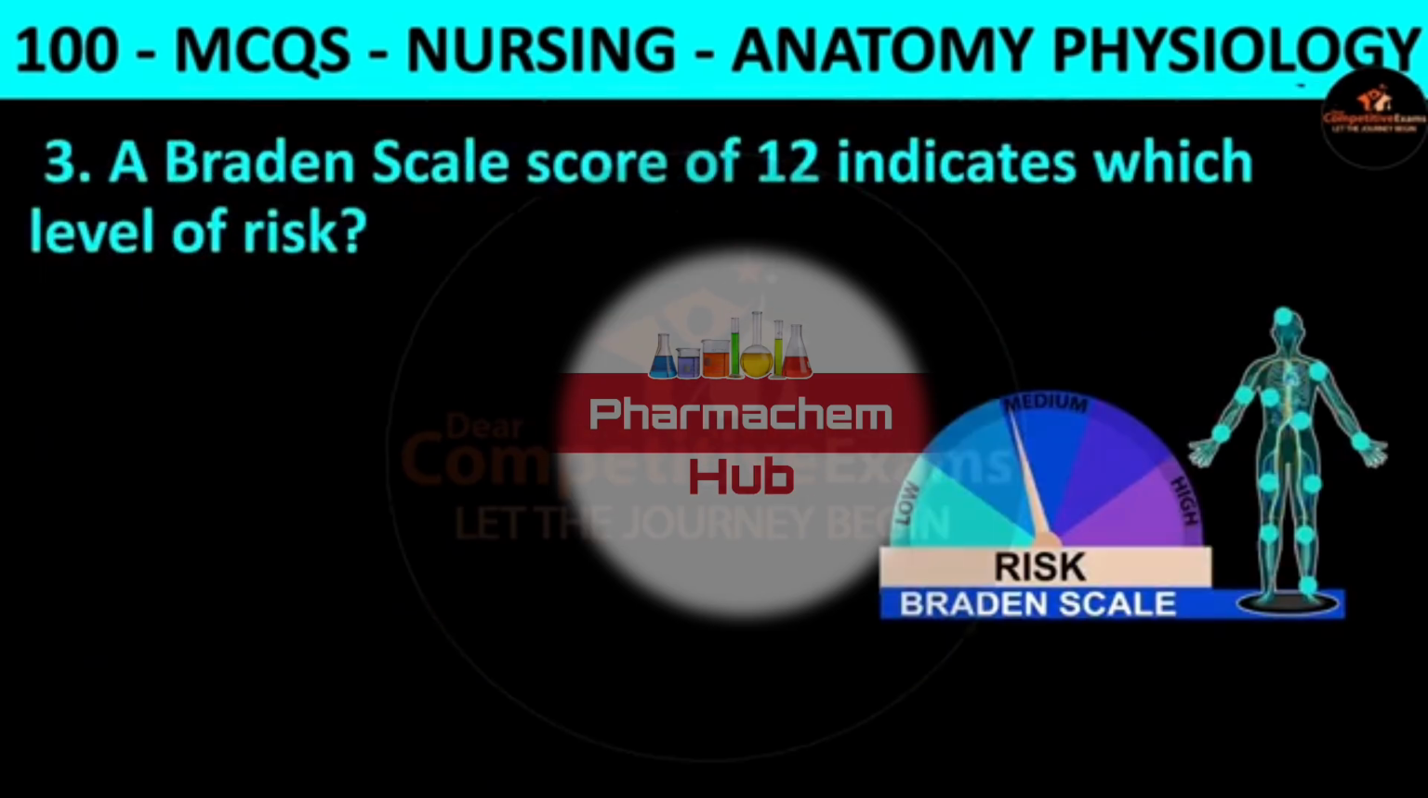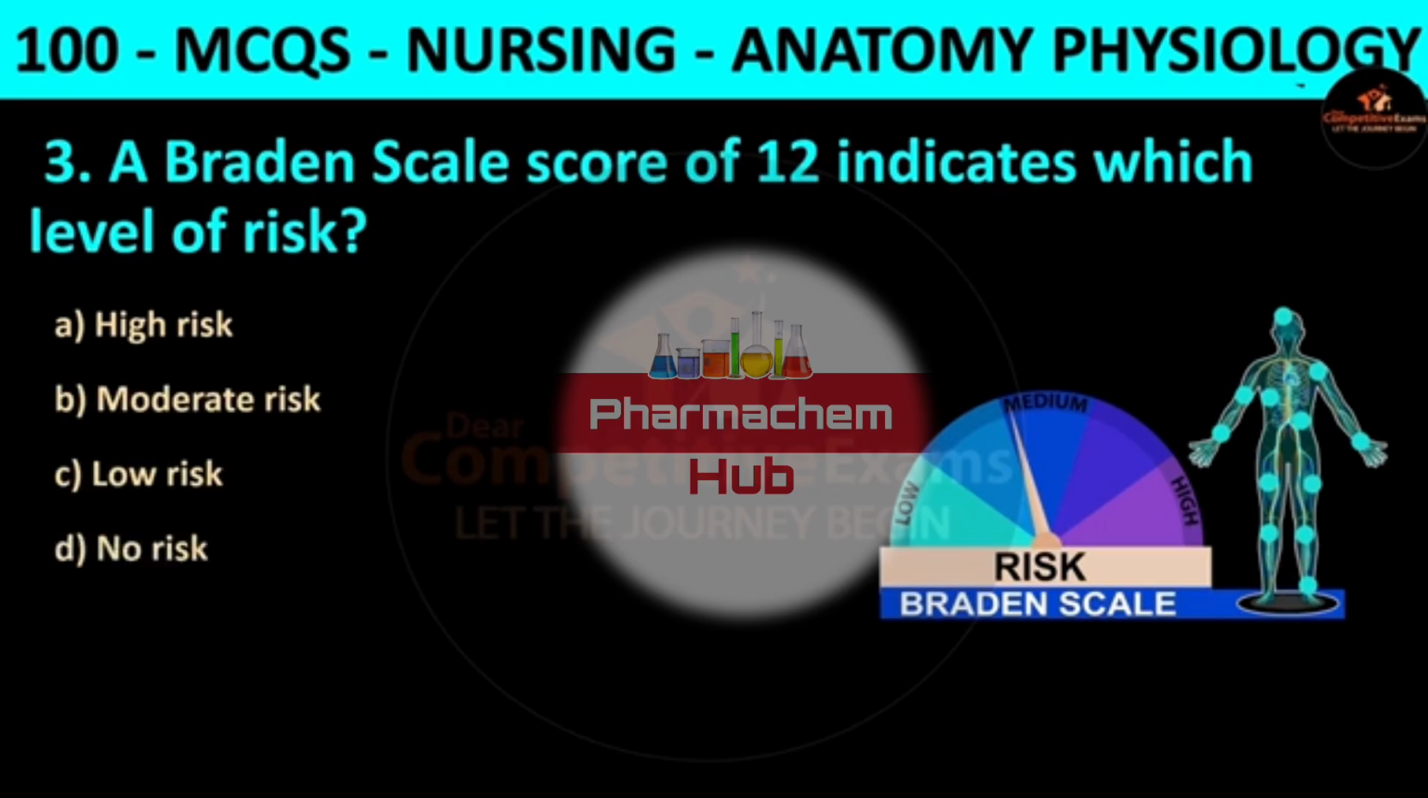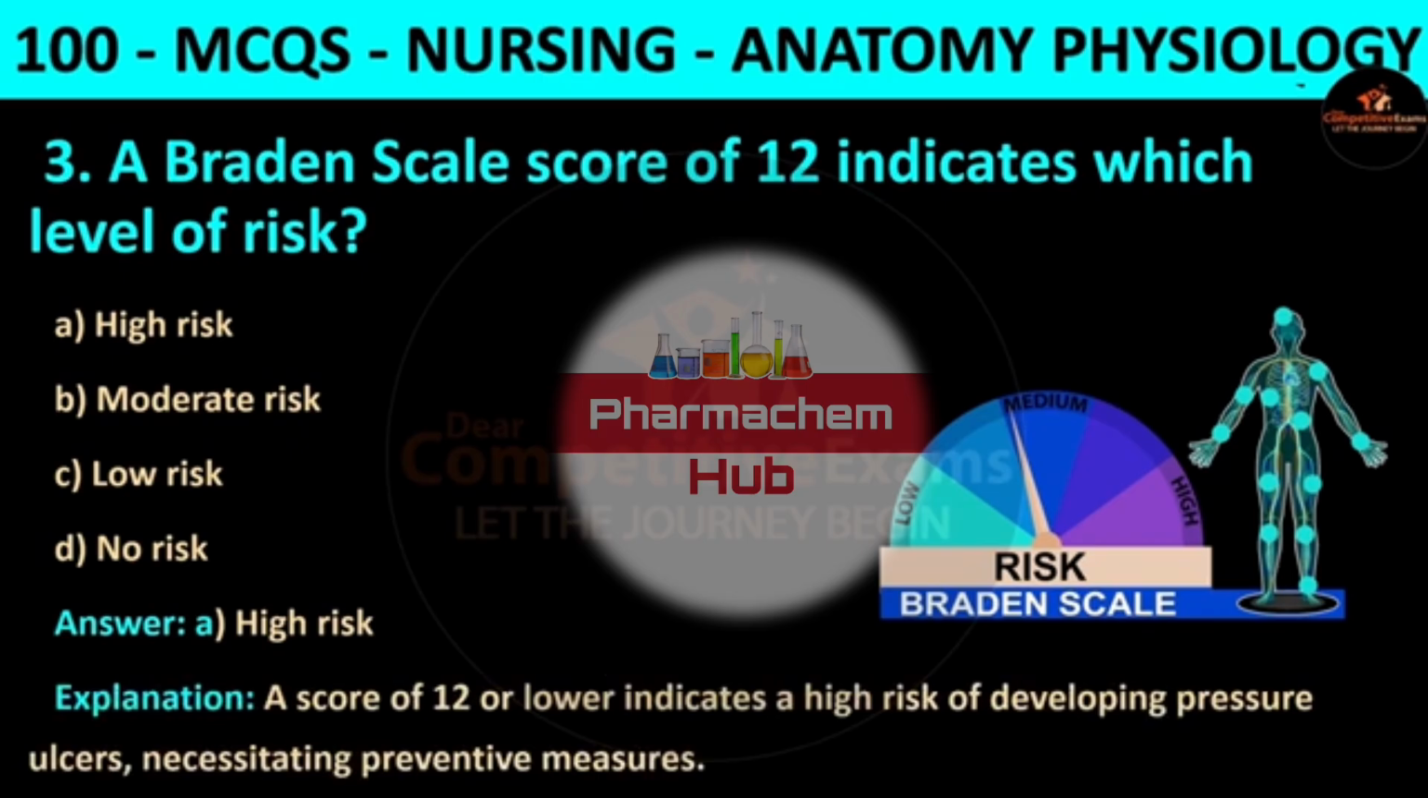Question number 3. A Braden scale score of 12 indicates which level of risk? The options are high risk, moderate risk, low risk, or no risk. The correct answer is A, that is high risk. A score of 12 or lower indicates a high risk of developing pressure ulcers, necessitating preventive measures.